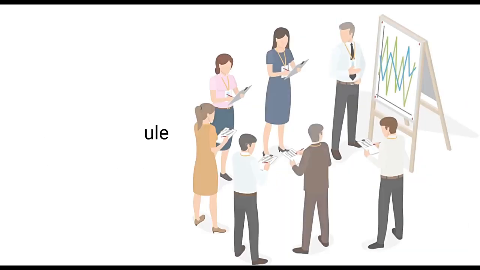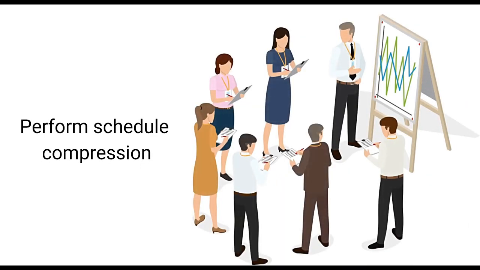The sixth step is to perform schedule compression. This involves shortening the duration of the project schedule without changing the scope of the project. This can be done by using techniques like crashing and fast tracking.